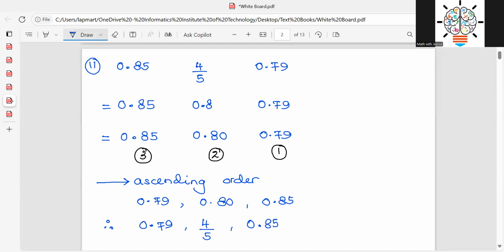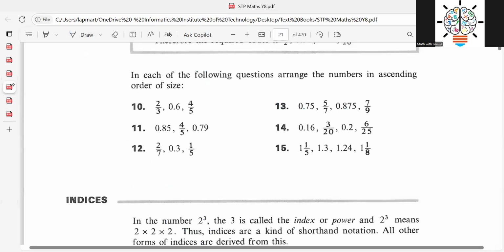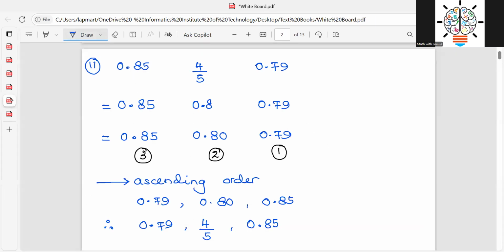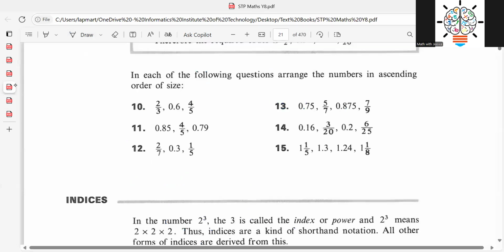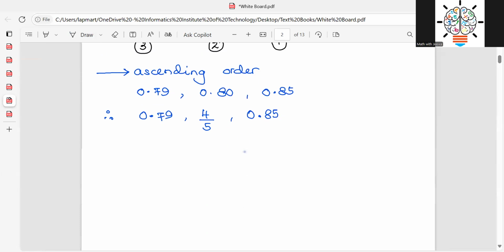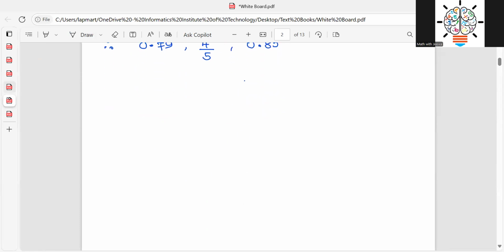Yeah. So then we will move to the next question. Hope it is clear for all of you, right? 0.85, 0.80, 0.79. Did I write the question correctly? 4, 5, yeah. So then we are moving to the next one, right? The next one, that is question number 12.